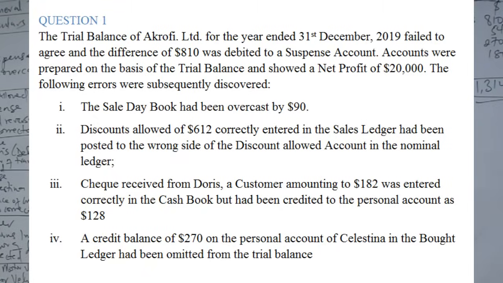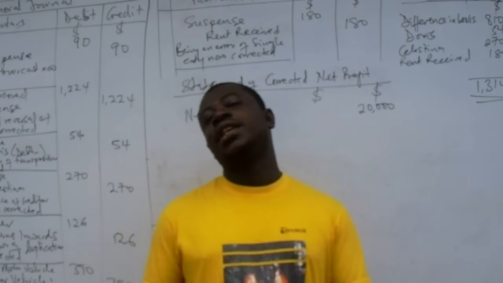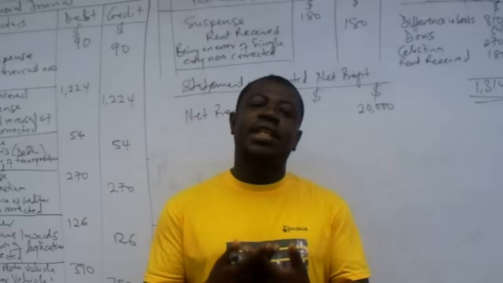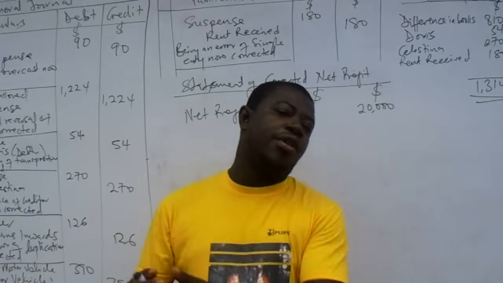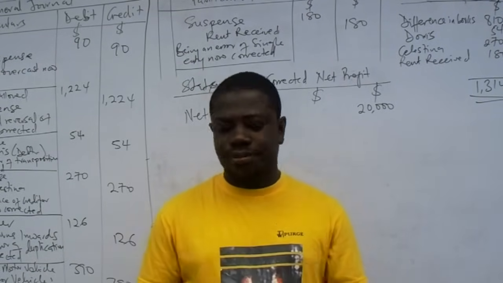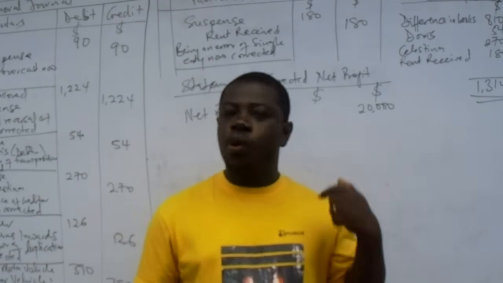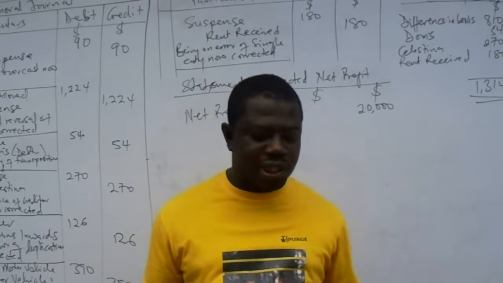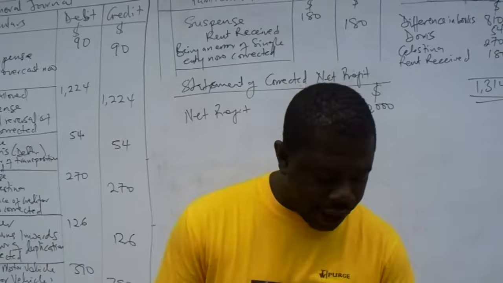Then the next error. A credit balance of 270 on the personal account of Celestina in the bought ledger had been omitted from the trial balance. Yet again, this is a creditor's account. And creditors' accounts or balances are found on the statement of financial position. So it tells us that this error also will not affect the profit. So we will skip it to the next error.